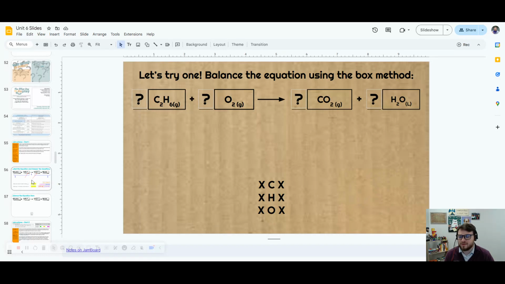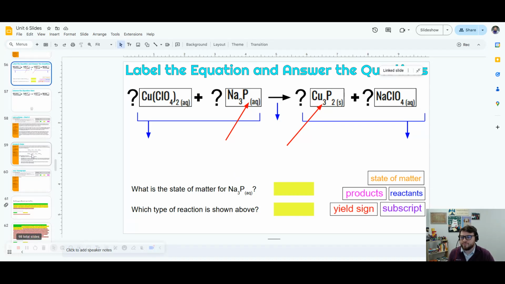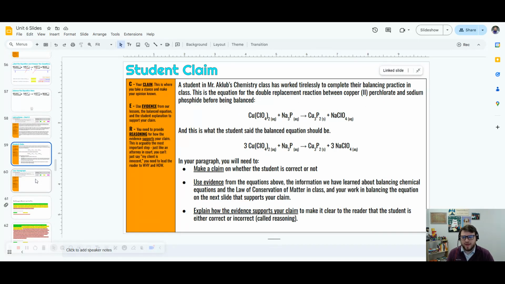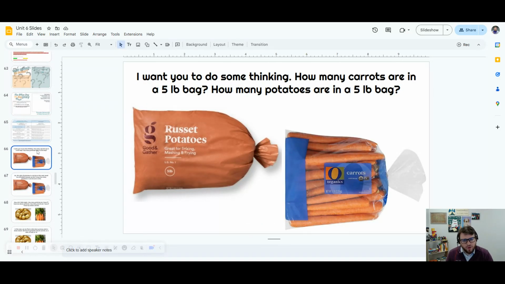We've had tons of practice on that, and then we got to our first mastery, where you needed to label some things, answer some questions, and do your paragraph, your claim on whether or not the student balanced the equation correctly and why. Okay, and then we got into the mole.